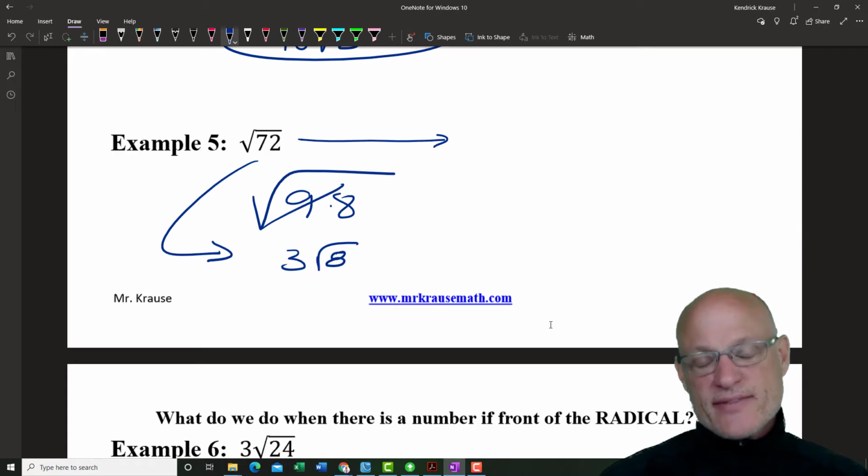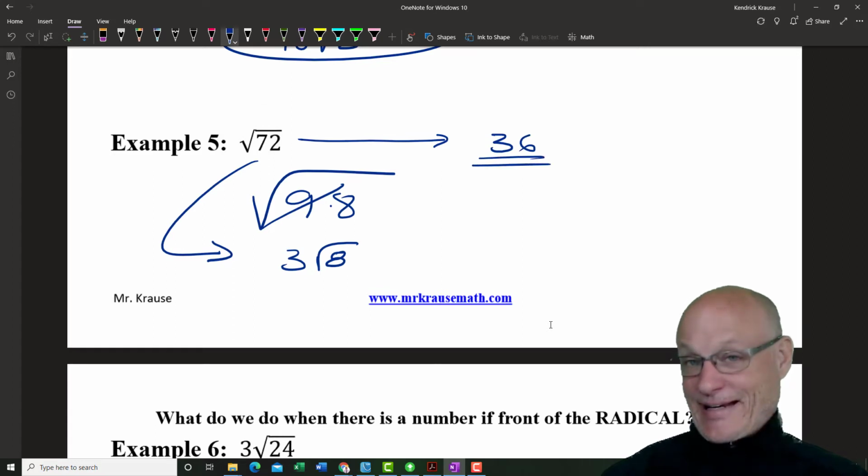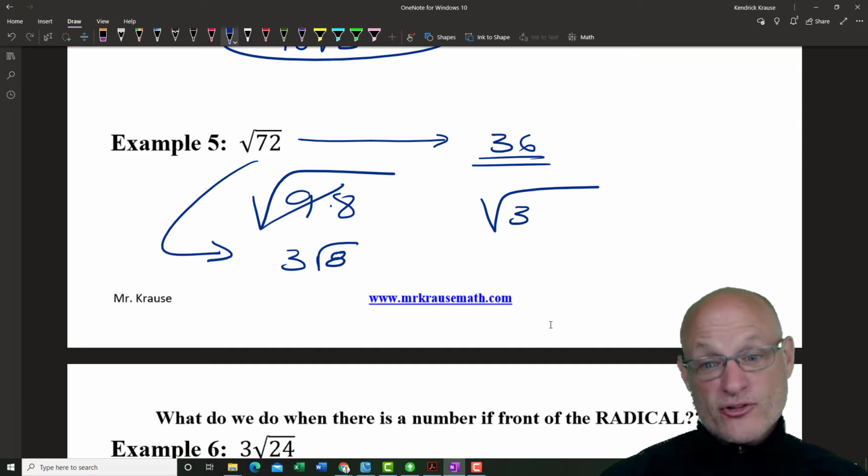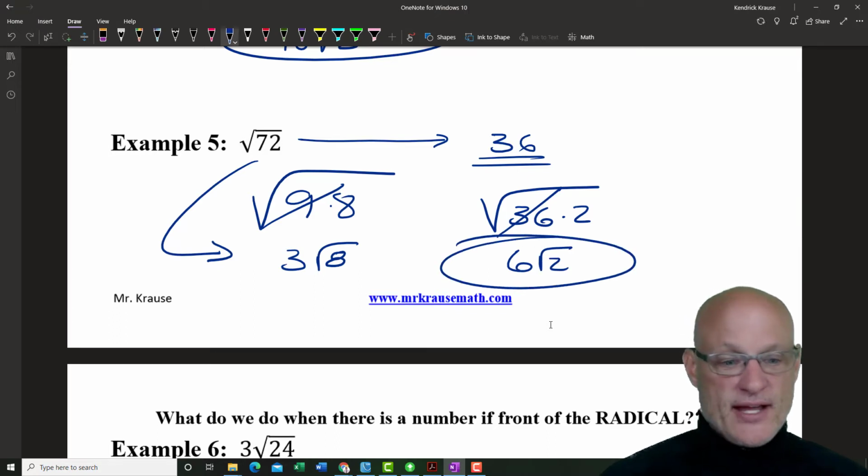So what we want to do is simplify this. If I cut 72 in half, I get 36. Oh, wait a second. 36 is a perfect square. That's the largest perfect square that goes in, 36 times 2. And the square root of 36 is 6. So we end up with 6 times the square root of 2.